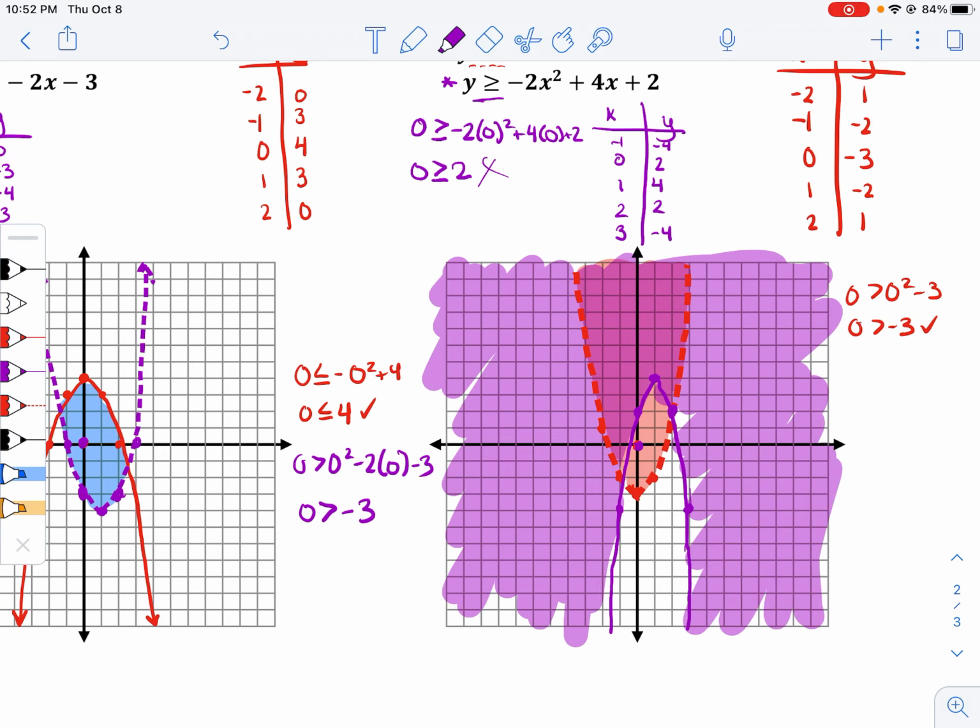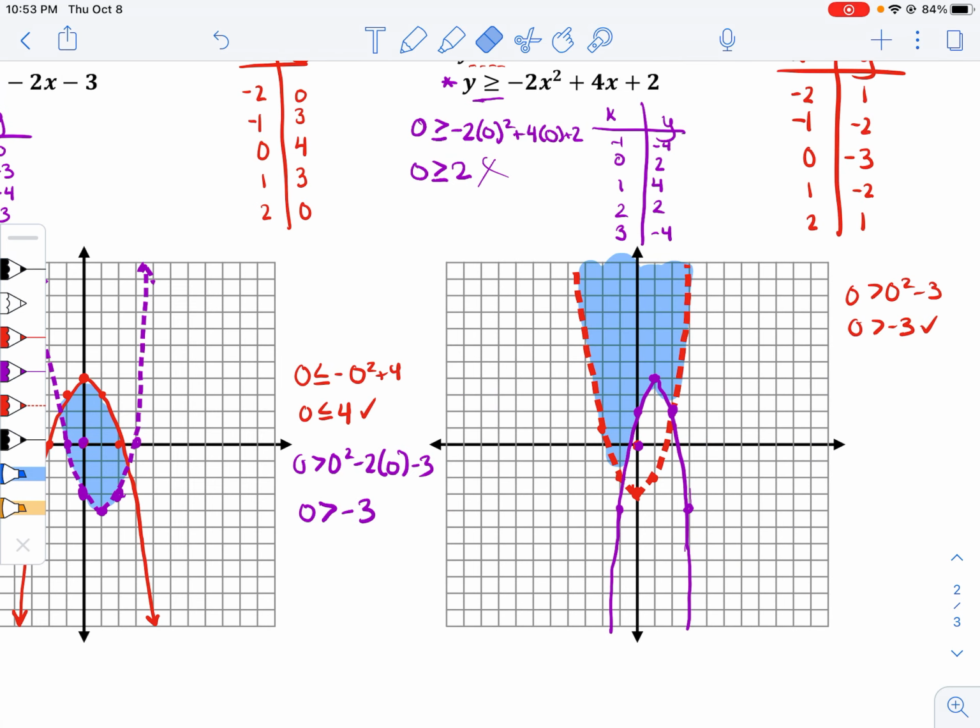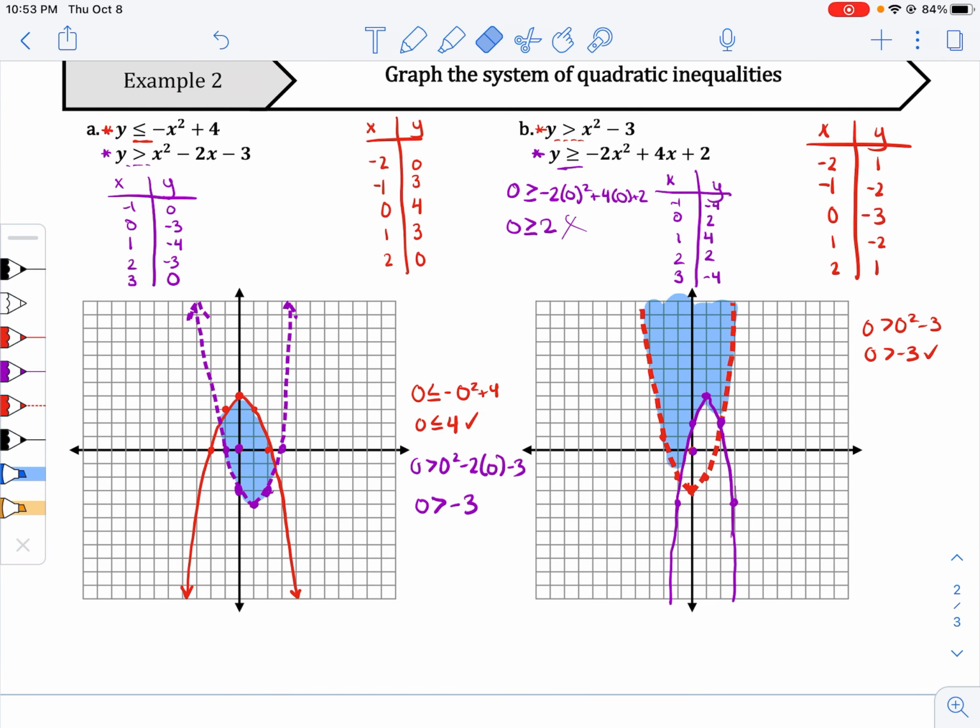Right, so hopefully you can see where these are both true. These are both true right here. So remember, that is the actual solution. So really you want to erase anything that's just the individual ones, because your actual solution is where they're both true. So that's graphing inequalities.